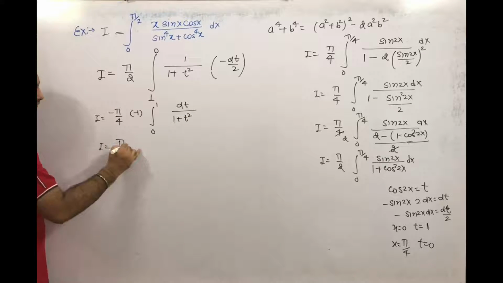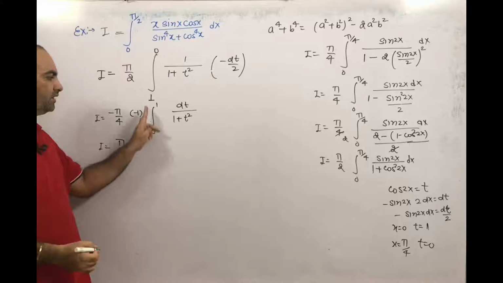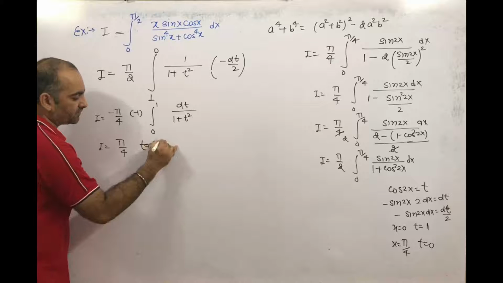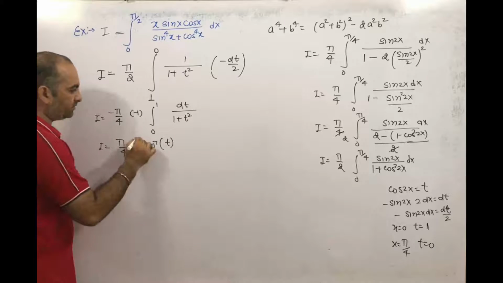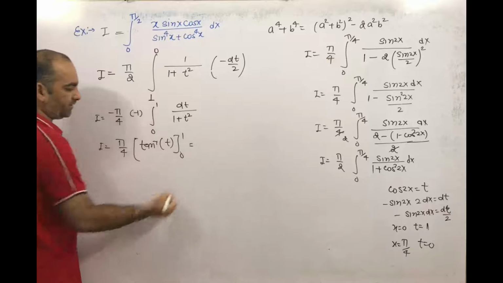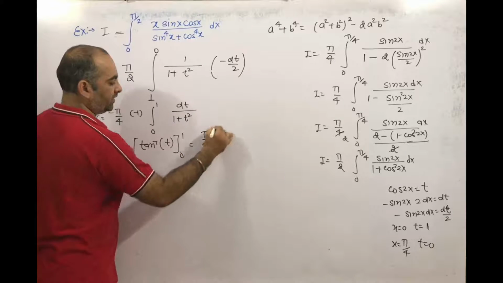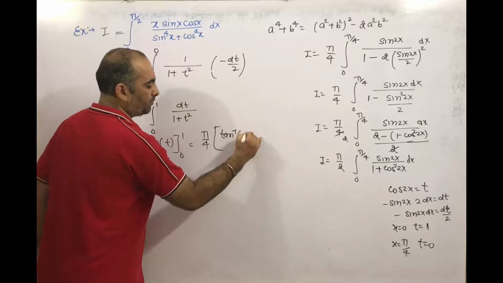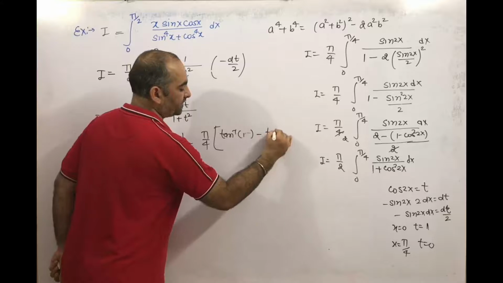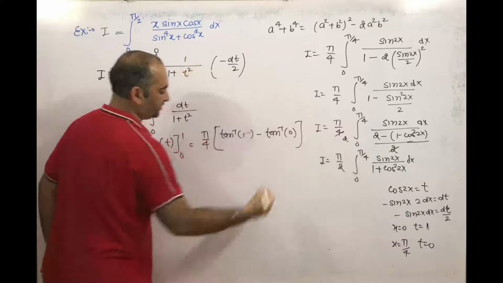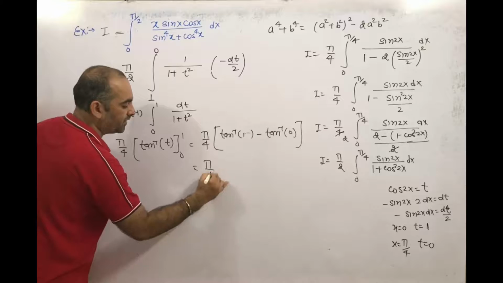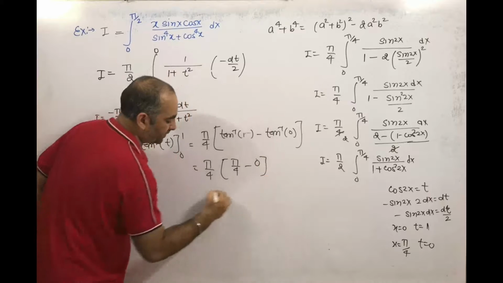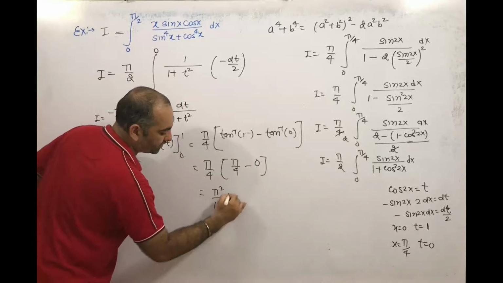So here I equal to pi by 4 integration 0 to 1 dt divided by 1 plus t square. So this is nothing but tan inverse t, and the limit is 0 to 1. So pi by 4, now if you put the upper limit, 1, so tan inverse 1 minus tan inverse of the lower limit 0. Tan inverse 1 is pi by 4. Tan inverse 0 is 0. So what will come here? Pi square by 16. This is your answer.